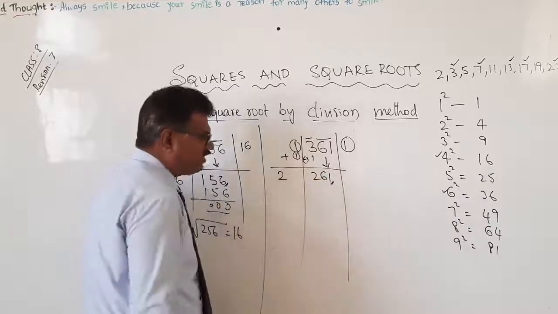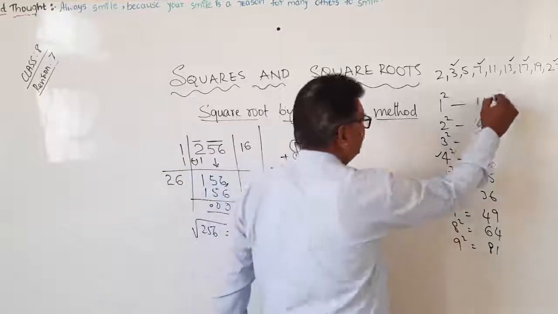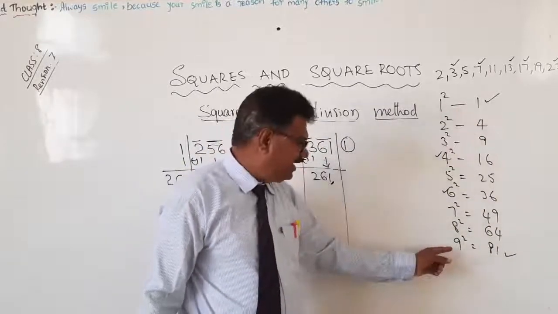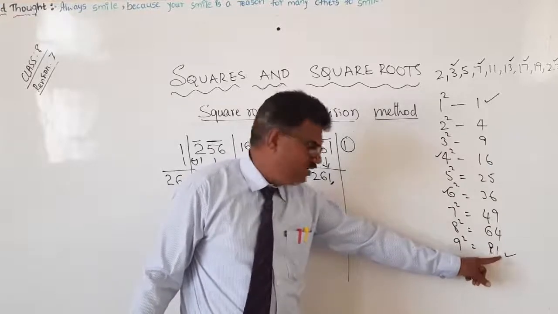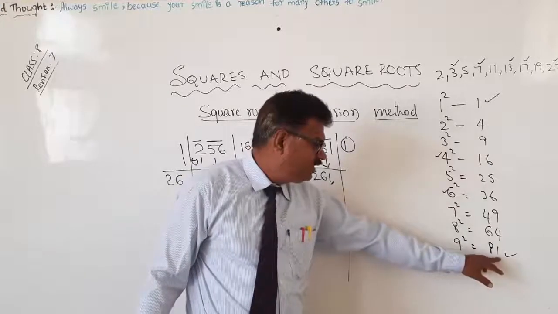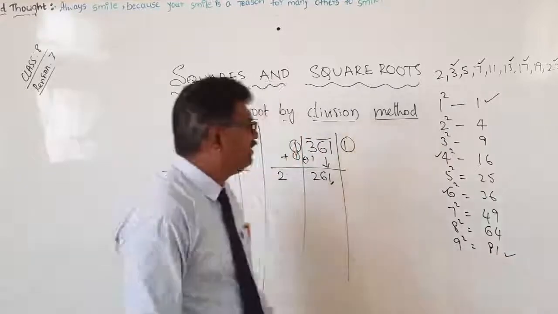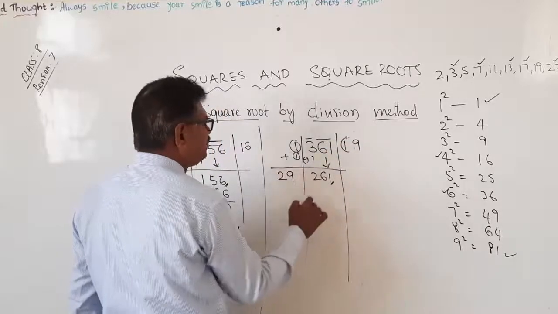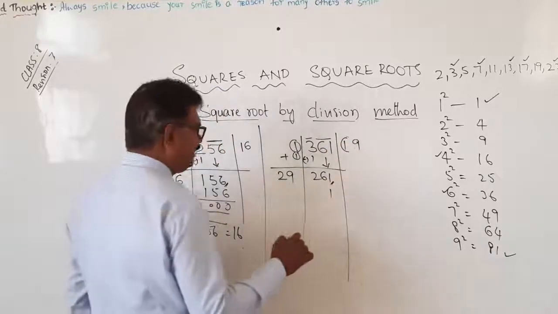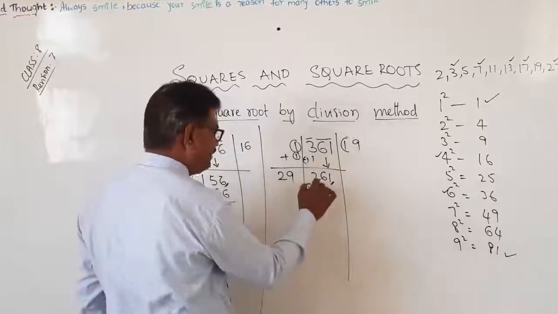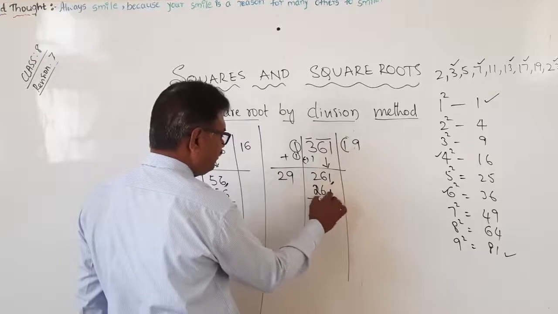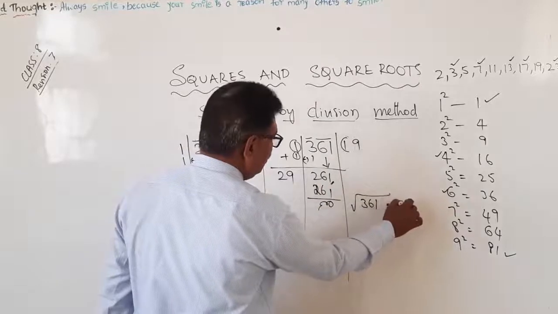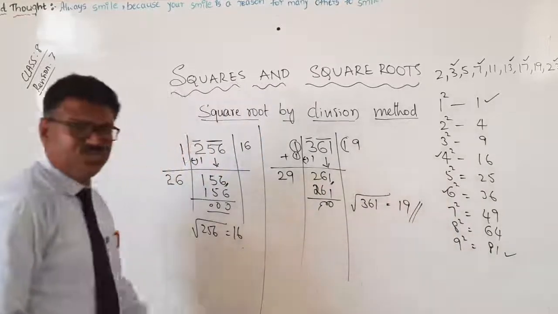Now last number is 1, means there is a chance of 1 or 9. Correct? 1 into 1 is also 1 and 9 into 9 is also 1. In the digit we have to see only unit digit. 1 is there. Therefore 1 is not possible. Therefore what is possible? 9. And here also 9. 9 9s are 81. 9 2s are 18. 18 plus 8 is 26. Over. Therefore, square root of 361 is equal to how much? 19. Okay? Very simple, no?